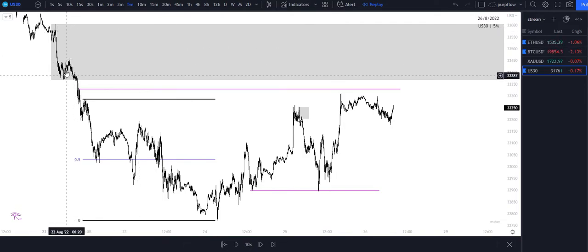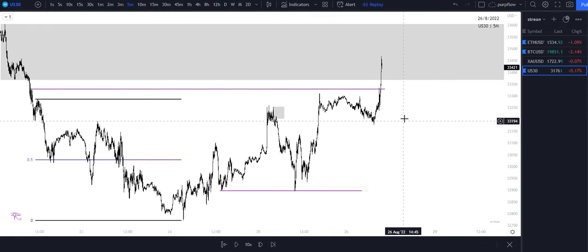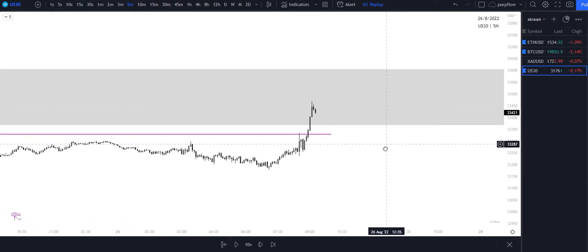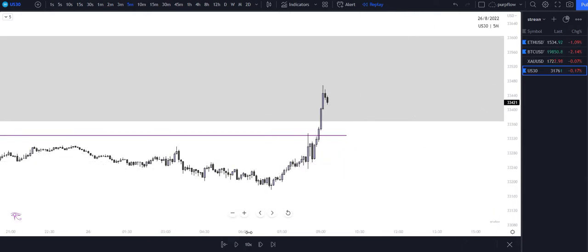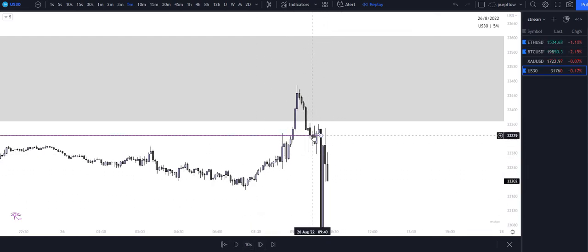So again, here's our area of supply. We're looking for the raid of the highs and then the introduction of supply. Price starts to move higher, raids the highs. Where's the introduction of supply? Let's watch for the structure. Right, we see just a large break of structure to the downside. Let's still play it out. And then we see this move here.